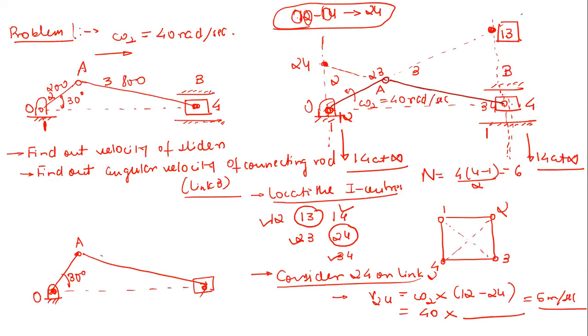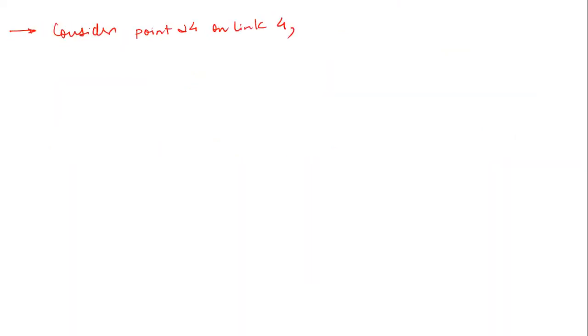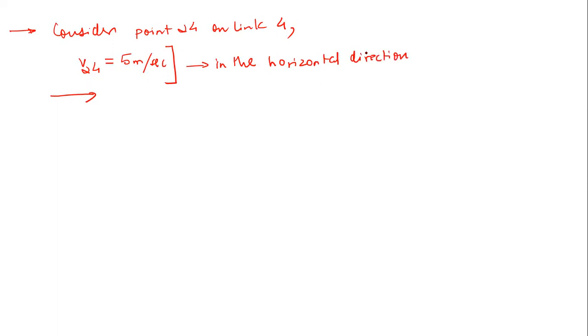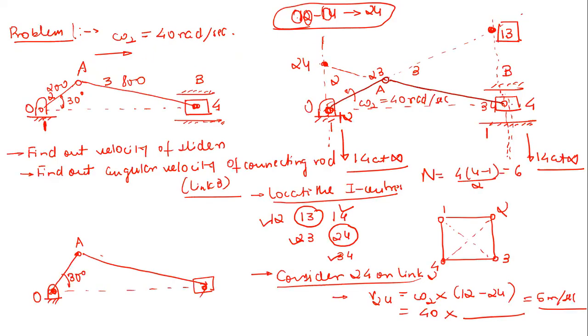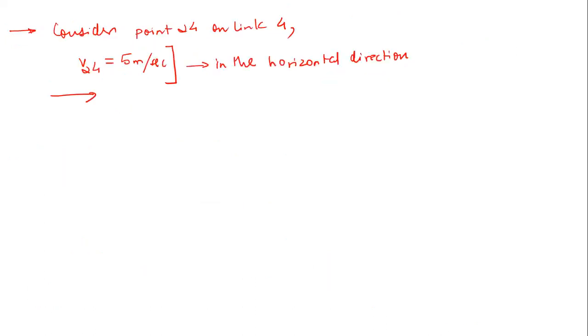So now see here, this V24 is completely known to me, right? So obviously, if I consider this point 24 on link 4, then again V24 will be equal to simply the same value, 5 meter per second. But what we will come to know here is that this velocity will be in the horizontal direction, because we know that the slider is going to move in the horizontal direction, right? So now this is very obvious. So now this V24 equal to 5 meters per second will actually be the velocity of a slider at that particular instant, right? Because why?